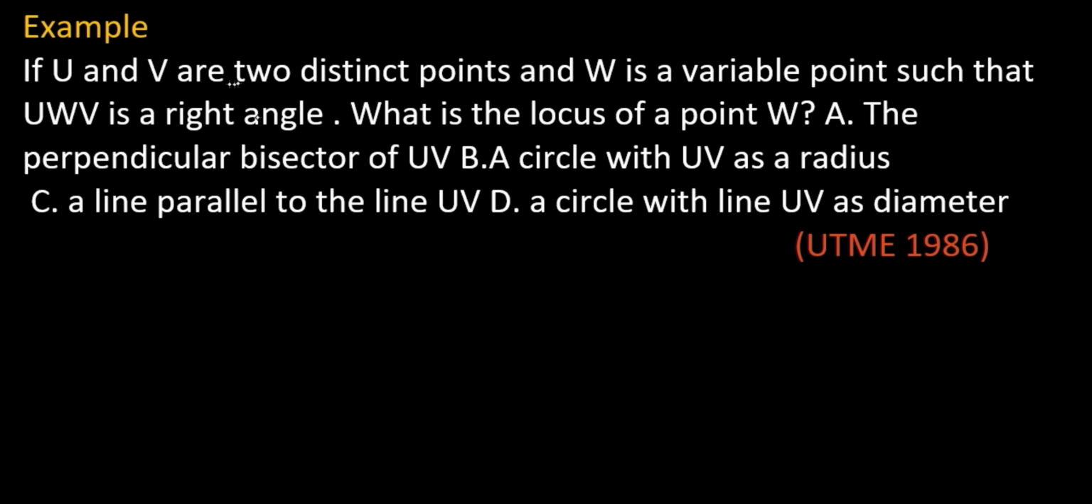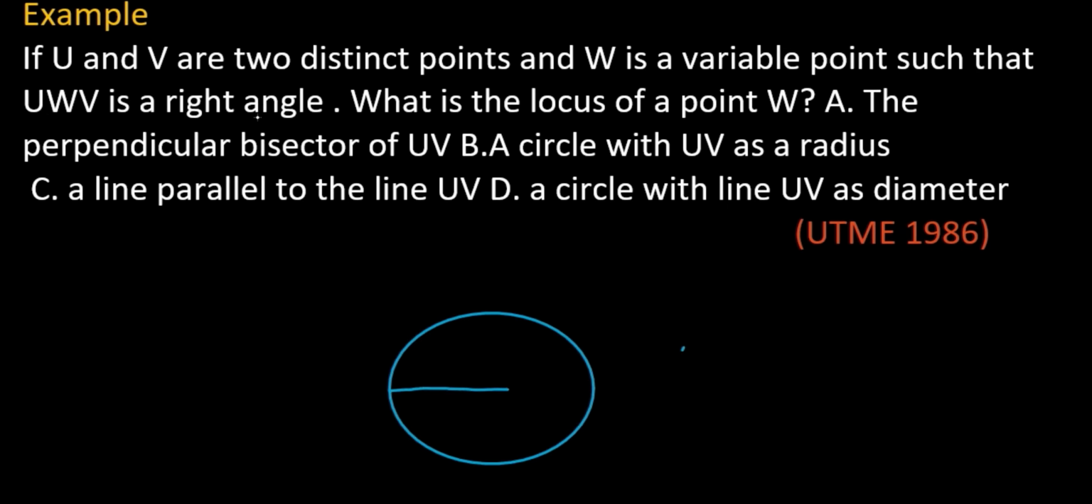If U and V are two distinct points and W is a variable point such that UWV is a right angle, what's the locus of point W? Okay, the same way, we have UV as a straight line, which is the diameter in this case, and your W can be any part of the circumference. Since they didn't say it's just on one side, it's on both sides.